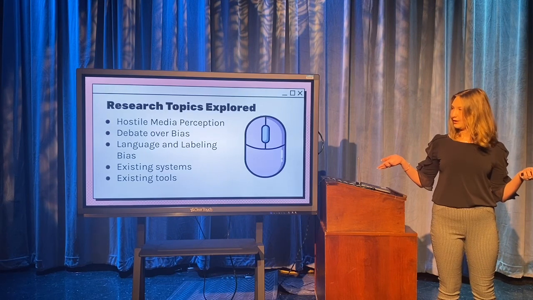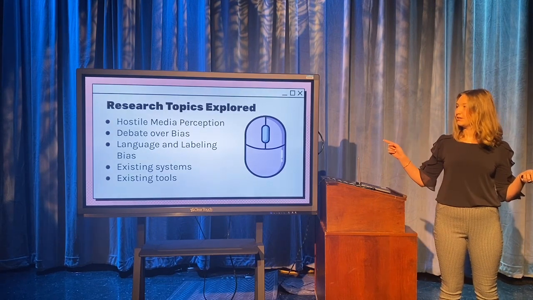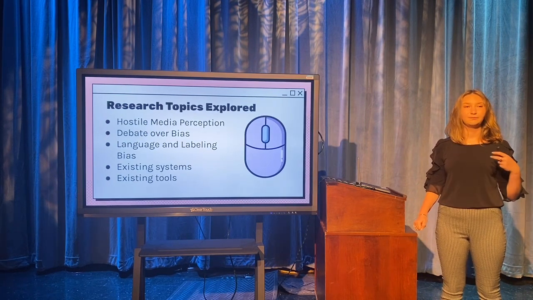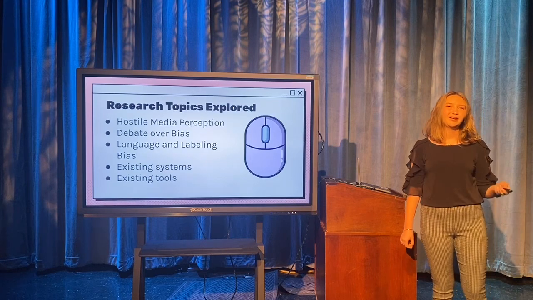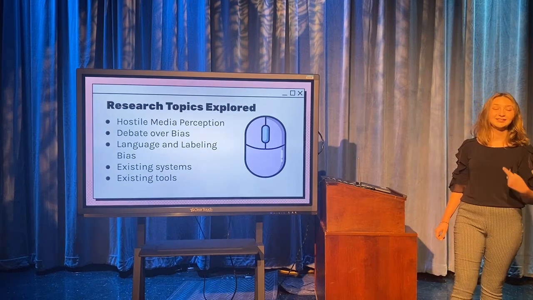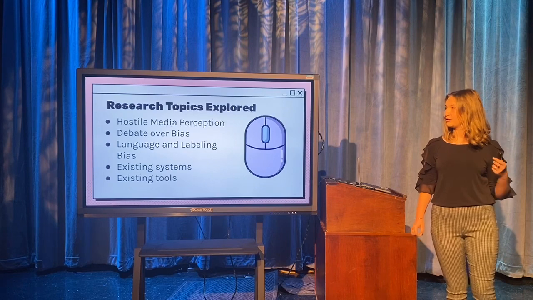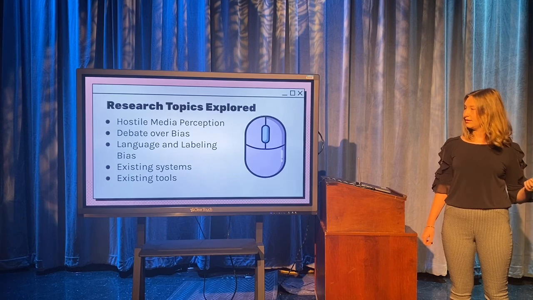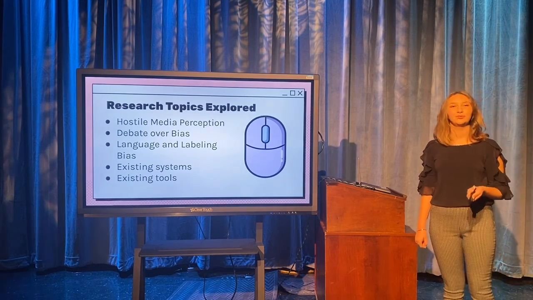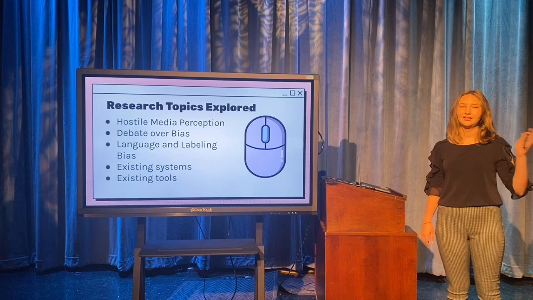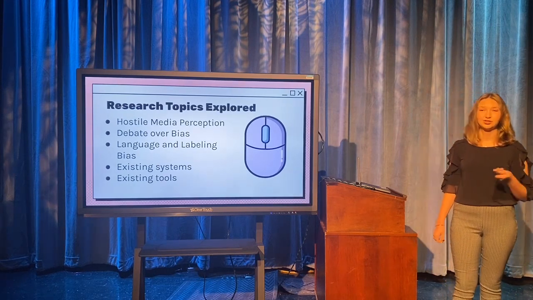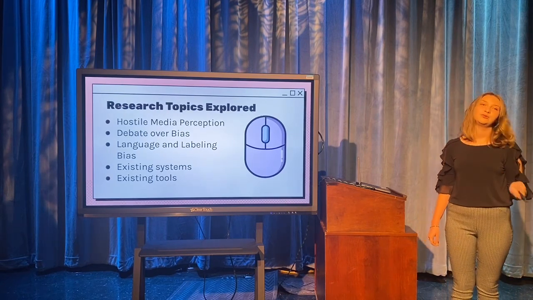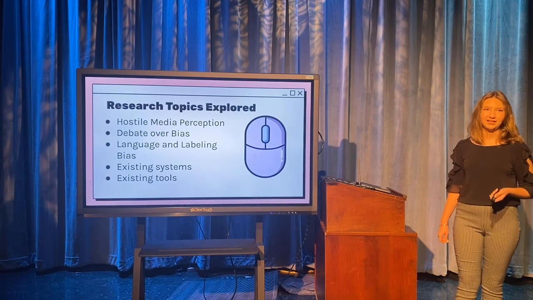So, as I was going over this research, here are a couple of the topics I explored. I'm going to tell you all a little bit more about them in a minute. I started with hostile media perception, which is basically a theory that states no matter what kind of person you are, when you look at something completely unbiased, you will inevitably view it as bias against you, no matter what your viewpoint is. I also looked at what was causing the debate over bias and who were the people doing the most in the debating. I learned about language and labeling bias, which is what I ended up focusing my mastery on because there's lots and lots of different ways that you can indicate bias. This was just the one that I chose. And I learned about some existing systems and existing tools for doing this kind of analysis, of which there are not many.